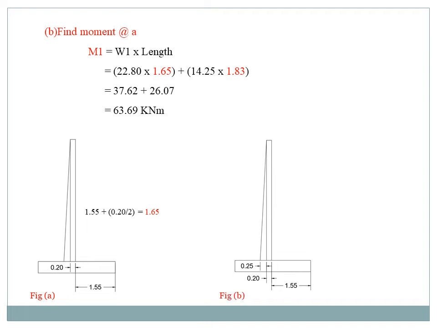See figure B. This is a triangular portion. So now 1.55 plus 0.2 plus 0.25 is the rectangular, triangular portion base slab width. So 0.25 divided by 3 because this is a triangular portion. So you get the 1.83 value. So finally 63.69 kilonewton meter. This is M1.